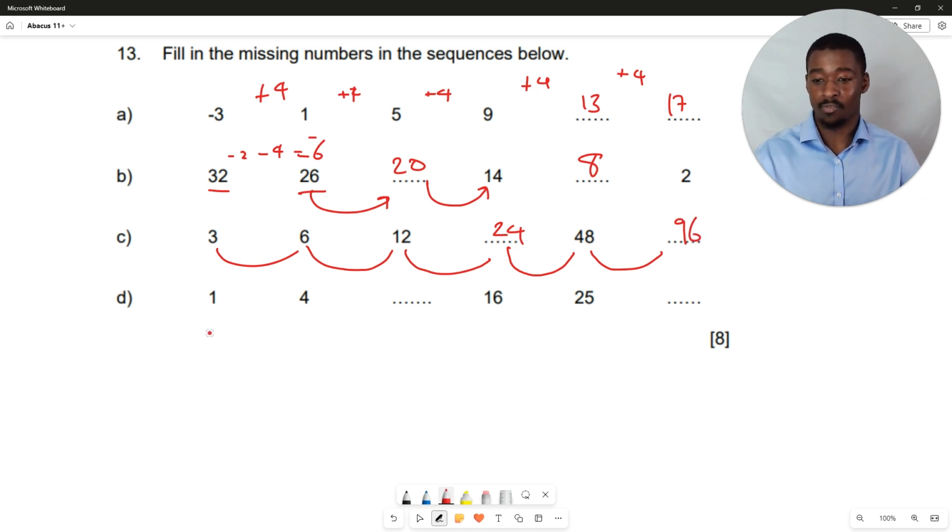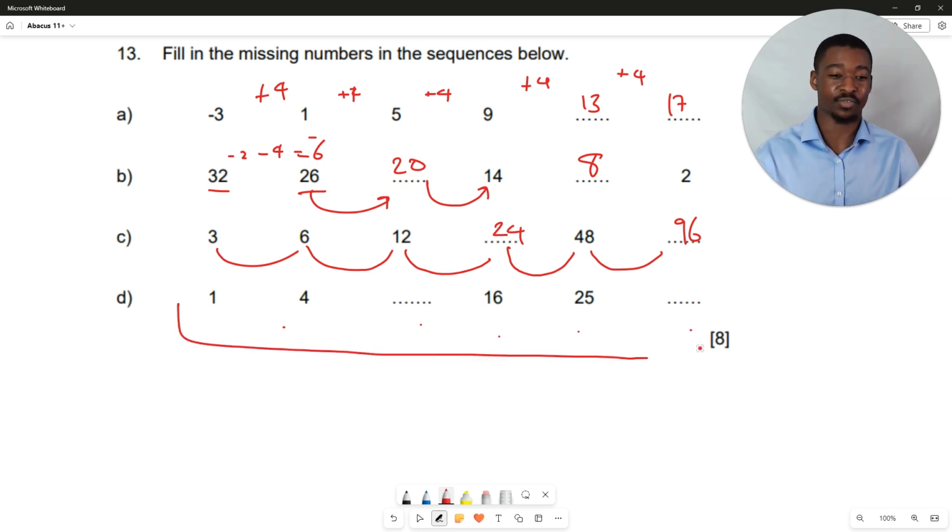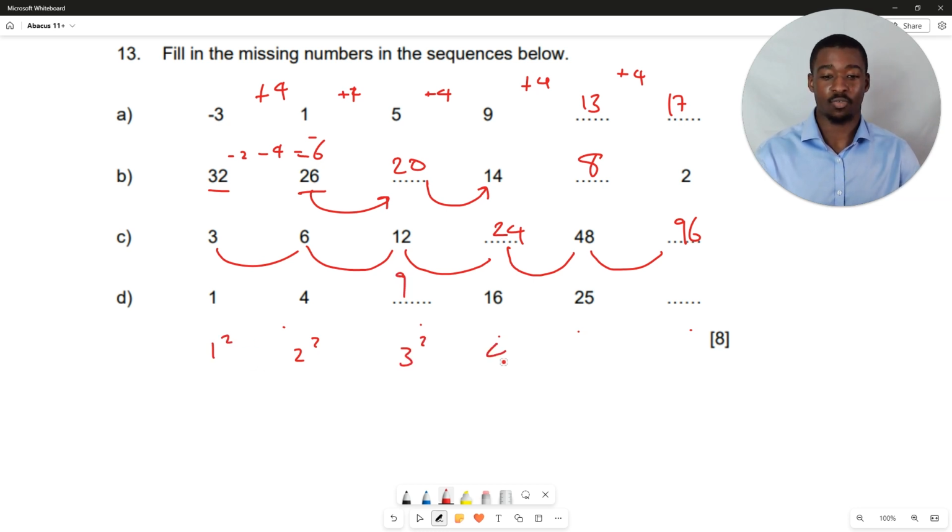Then for part D, we have 1, 4, something, 16, 25, something. Okay, so here we have classic square numbers. 1 times 1 is 1. 2 times 2, or 2 squared, is 4. 3 squared is 9. 4 squared, 16. 5 squared, 25. 6 squared, 36. So 9 and 36, square numbers.